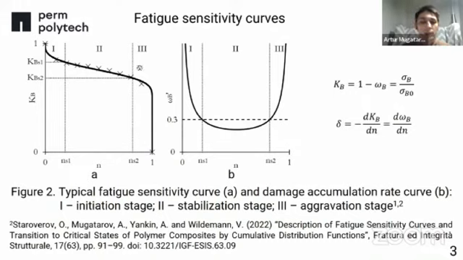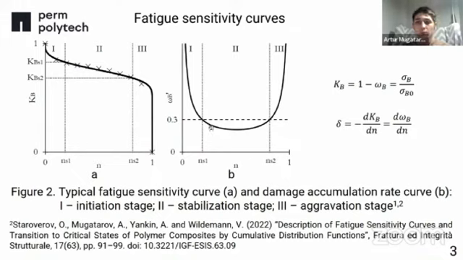Three characteristic stages can be defined on the diagram. The first of them, called the initiation stage, and the third, called the aggravation stage, are characterized by fast mechanical properties reduction and high value of accumulated defects. The second one, the stabilization stage, takes place when the fatigue coefficient decreases slowly and the damage accumulation rate is also low.